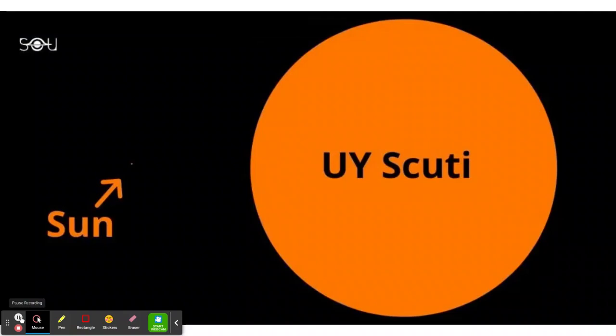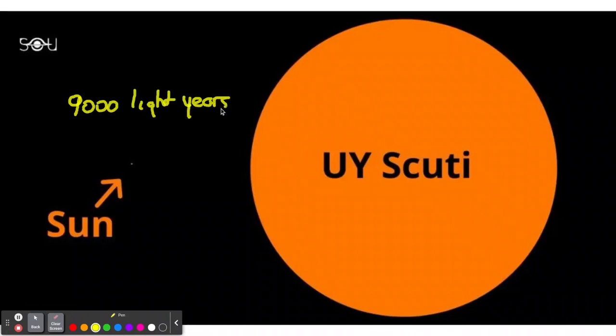And then we have one of the biggest stars out there, UY Scuti. UY Scuti is some 9,000 light years away. But even that's not far. I mean, it's far for us. 9,000 light years away, and it's closer to the center. But remember when I said from where we are to the center was 26,000 light years. So UY Scuti is 9,000 light years from us. It's not halfway to the center.